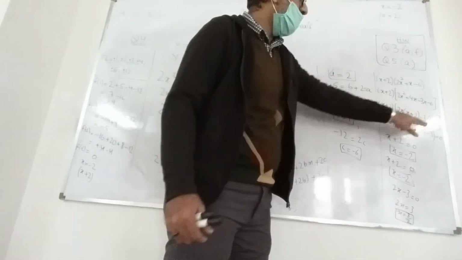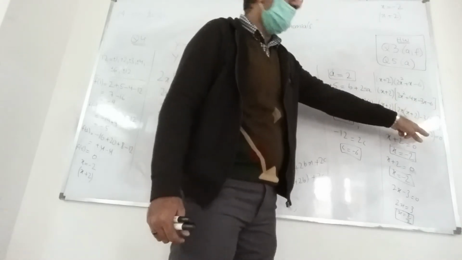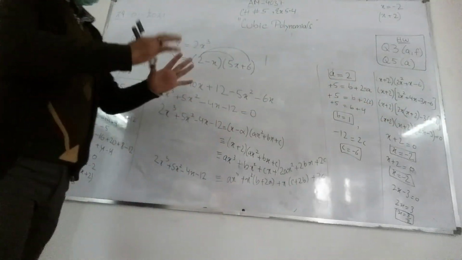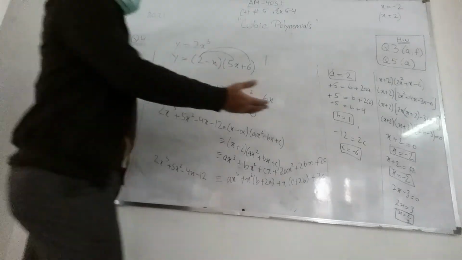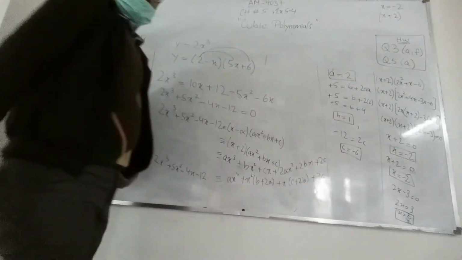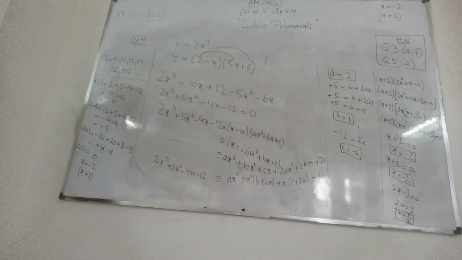Now I will take x plus 2 as common, and the remaining thing will get inside the bracket. So the three factors are x plus 2, x plus 2, and 2x minus 3. Is that correct, Ms. Maan? Yes.